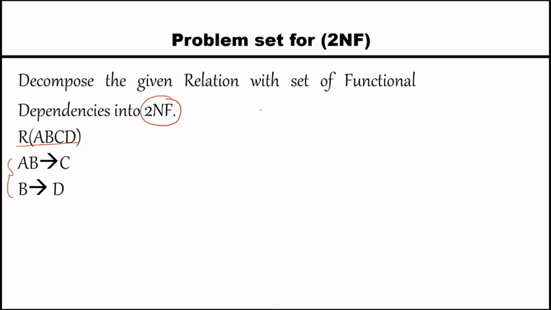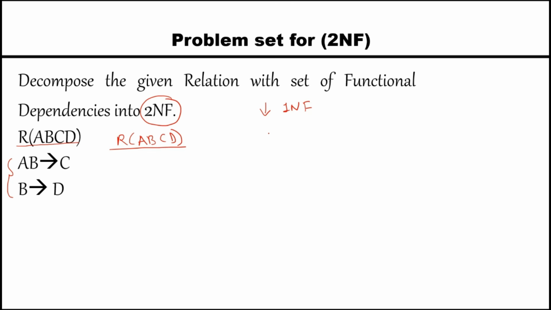From where can we start? Never ever forget, we have to start with 1NF. Is this relation in 1NF? The answer is yes. How come it is in 1NF, students? Because in mathematical form, composite attributes and multi-valued attributes are not at all allowed. So by definition, this relation is in 1NF, and there is no need to check it. You can write: the given relation is in first normal form.